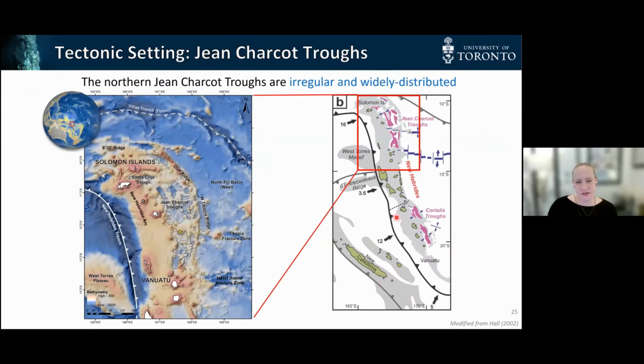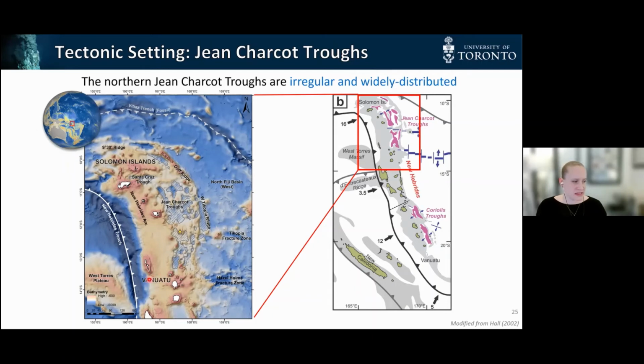These are the Jean-Charcot troughs. Here's just satellite altimetry. We don't have good bathymetry in this area, so the resolution's not very good. And the troughs are shown by this gray hatched pattern. So the immediate thing that we see when we start to compare what's happening in the south, the Coriolis troughs, to here is that these look very different. They're really irregular. They're widely distributed over about 120 kilometers. They don't look like simple grabens. And so the question is, how do we account for this really irregular and widely spaced distribution?